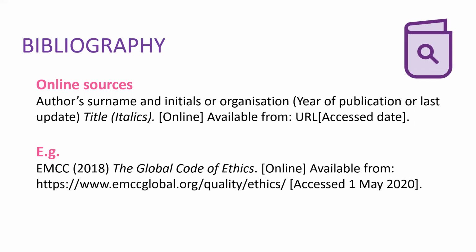Just like this example here. If you're using images from online, instead of where it says online, in the square brackets you put digital image. And if you can't find a publication date, you can use the small letters N.D. in brackets, which stands for no date. And ebooks are also shown just like this as well.